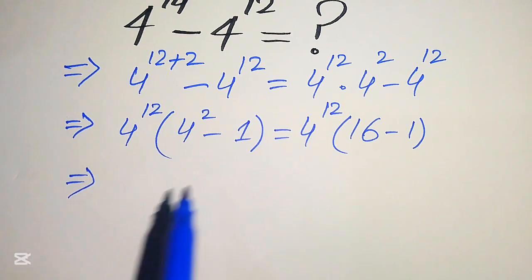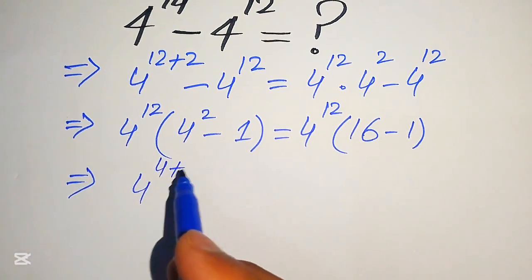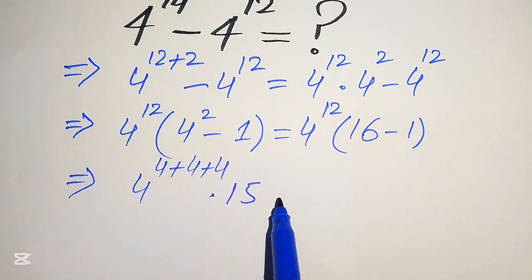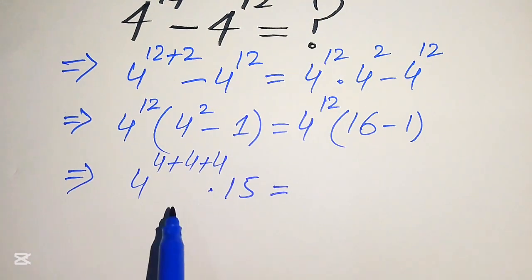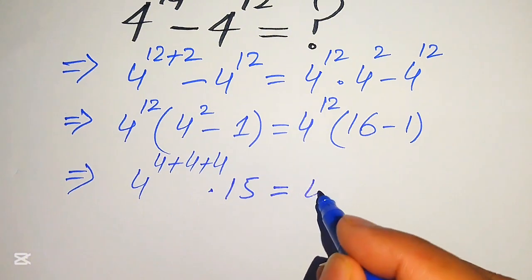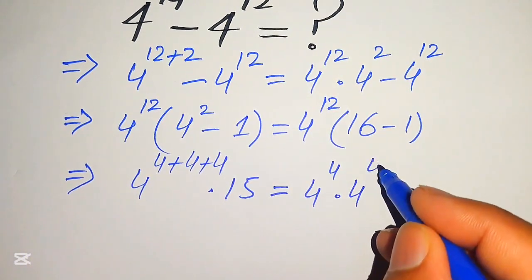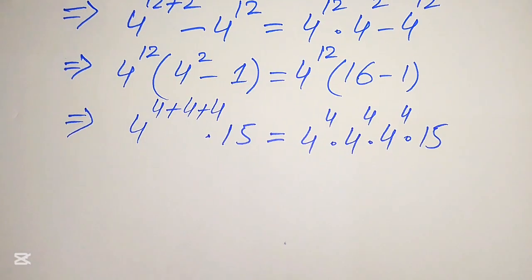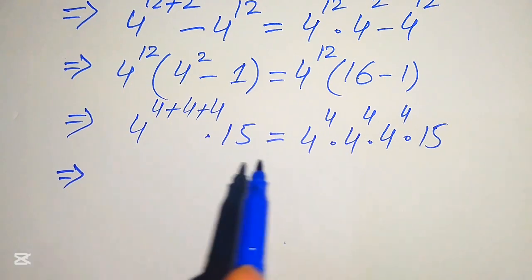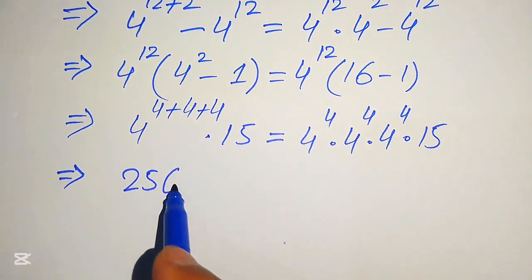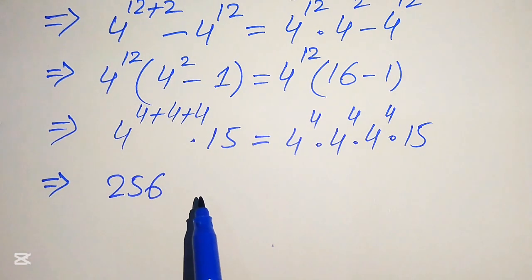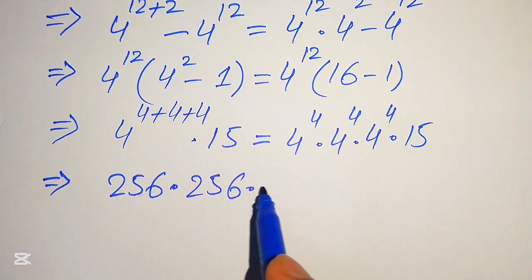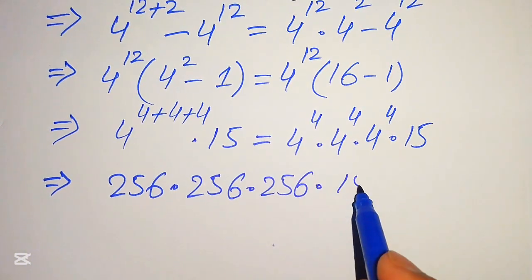We again break this 4 to the power of 12 in this form, 4 to the power of 4 plus 4 plus 4, and 16 minus 1 is equal to 15. And now again we can apply the exponent law, and we break these exponents, and it will be written as 4 to the power of 4 multiplied by 4 to the power of 4 multiplied by 4 to the power of 4 multiplied by 15. You very well know that 4 to the power of 4 is equal to 256. You can easily get 4 to the power of 4 in your mind directly. So we can put these values here, and it becomes 256 multiplied by 256 multiplied by 15.